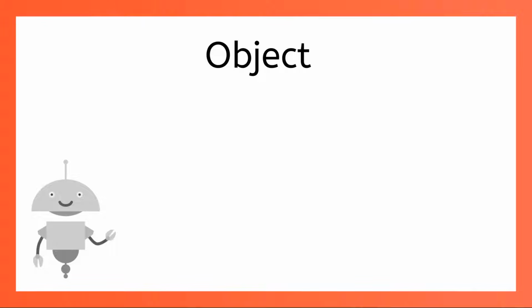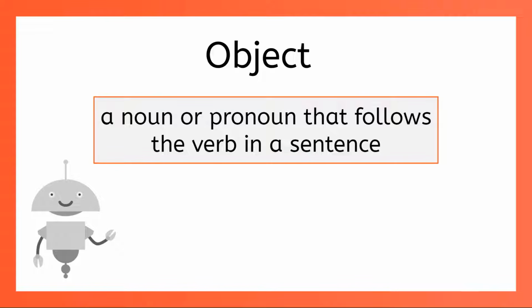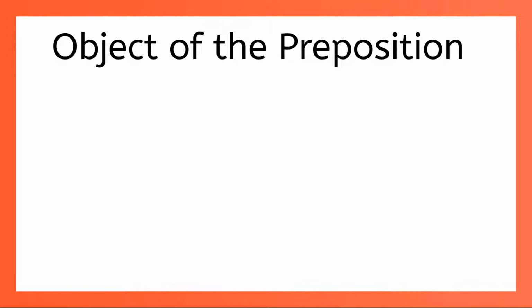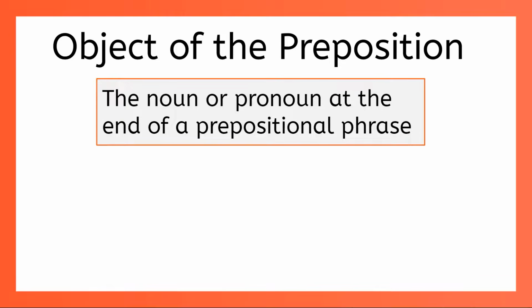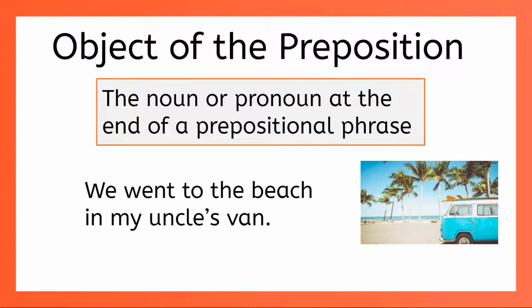You already know that an object is a noun or pronoun that follows the verb in a sentence. You've already learned that the object of the preposition is the noun or pronoun at the end of a prepositional phrase. For example, when I tell you, "We went to the beach in my uncle's van," I'm using two prepositional phrases, to the beach and in my uncle's van. Each one begins with a preposition and ends with a noun that we call the object of the preposition.